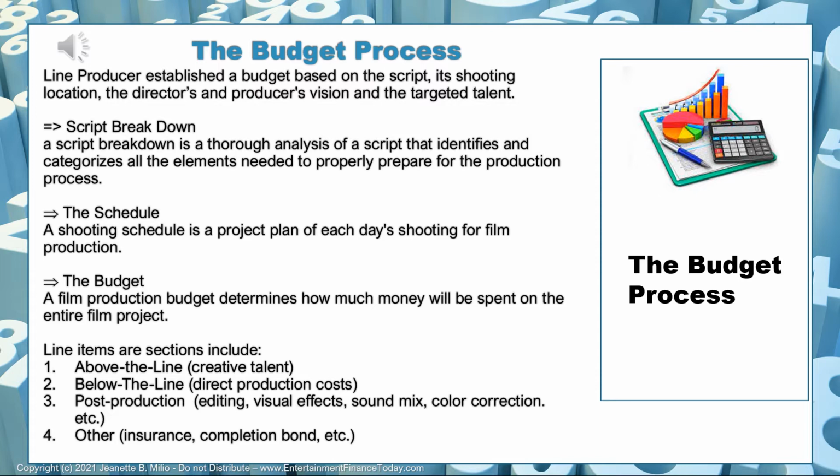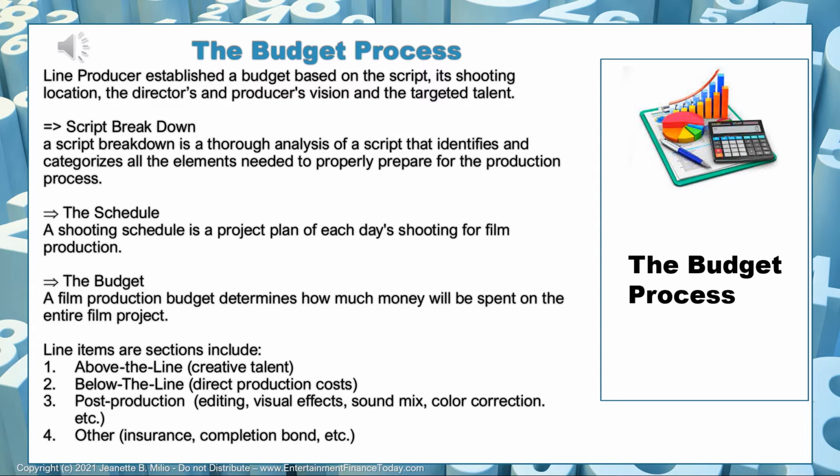The film budget, of course, determines how much money will be spent on the entire film project. There are line items to be found in a budget. Line item summaries are the above the line, which usually summarize costs and all fees related to the creative talent. The below the line sections of the budget, which are direct production costs. And then there is the post-production line item summary, which deals with editing, visual effects, music, and so forth.